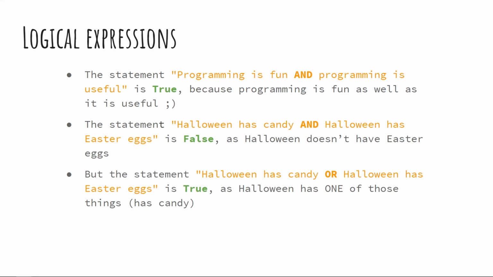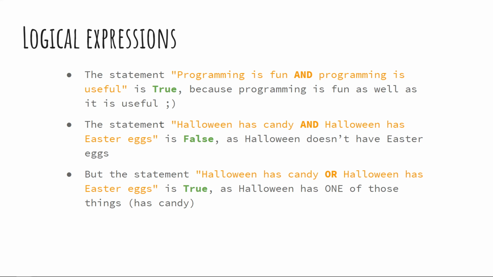The other thing that we want to talk about are logical expressions. These let you combine Booleans into another Boolean. If we had the statement, programming is fun and programming is useful, that would be true, because programming is fun is true, and programming is useful is true. So when we use and, the whole thing is only true if both sides are true. If we said something like this statement, Halloween has candy and Halloween has Easter eggs, then that's false because Halloween doesn't have Easter eggs, right? So and is only true if they're both true.